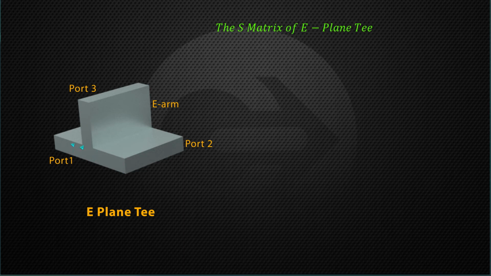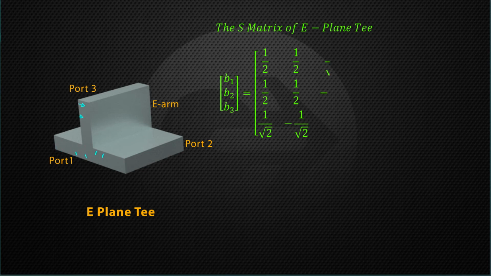The S matrix will be B1, B2, B3 is equal to half, half, 1 by root 2. Second row is 1 by 2, 1 by 2, minus 1 by root 2. The last row is 1 by root 2, minus 1 by root 2, 0, into A1, A2 and A3. You are familiar with the B and A matrix from earlier.